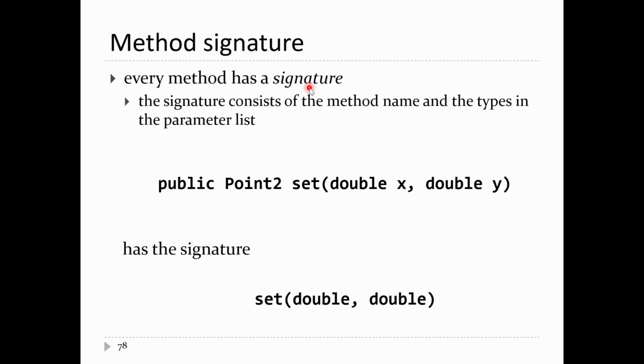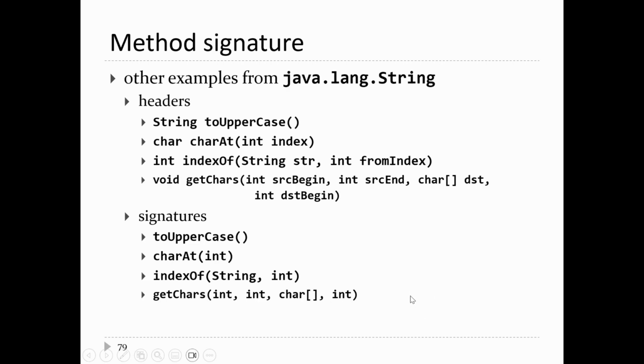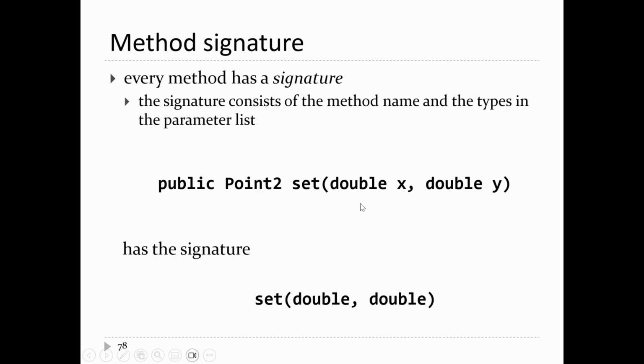So the signature of a method consists of the name and the types in the parameter list. So the signature for set is set double double. Now, the reason the signature is important in Java is that inside of a class, the signatures must be unique. Right? So inside the class point2, I'm allowed to have a method called set that takes in 2 doubles.